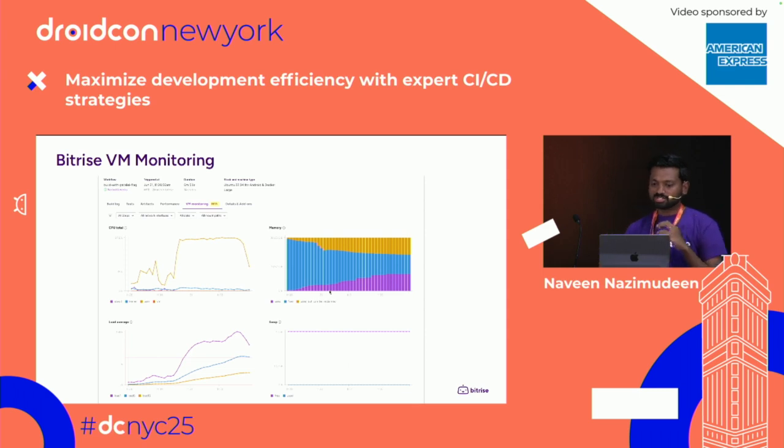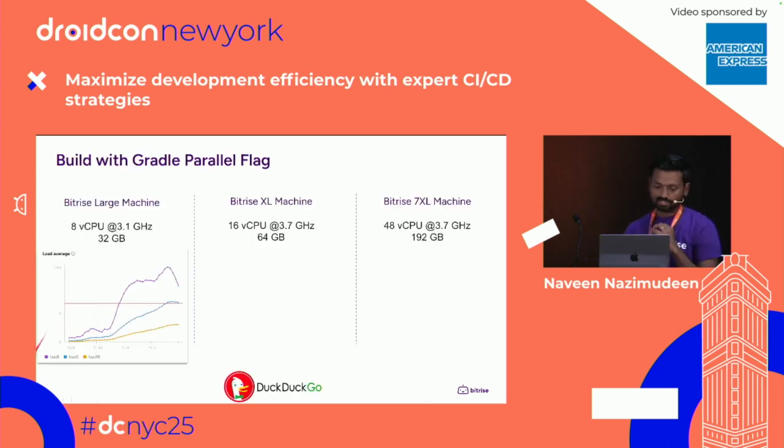Within Bitrise, we have the VM monitoring. I want to zoom in to load average for these three builds. Load one here shows the average number of processes that are being executed or waiting to execute in a 1 minute period. There were more processes waiting to execute than the number of vCPUs available.